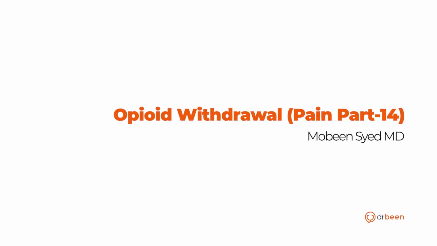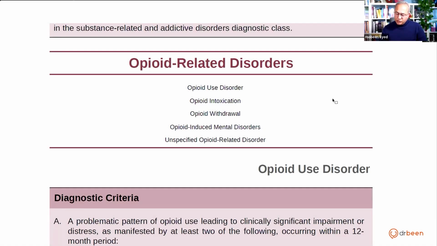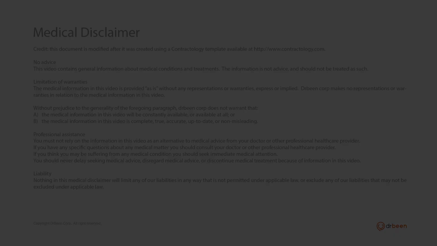Today we're going to talk about opioid withdrawal. So this is the DSM-5 TR, opioid-related disorders. We have already done opioid use disorder. We have done opioid intoxication. Today we're going to do opioid withdrawal.